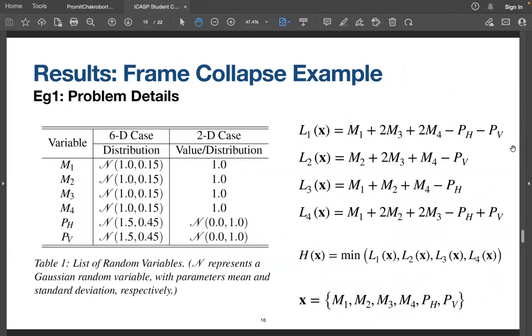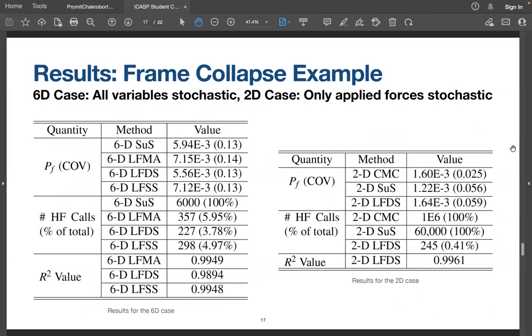We consider 2 cases of this example. One is the 6-dimensional case, where all of the M's and all of the P's are taken as stochastic with distributions as shown in the middle column of the table on the left. And we also consider a 2-dimensional case where all the moment capacities are constant, but the applied loads are stochastic, as shown in the far right column of the table. Here we present the results.